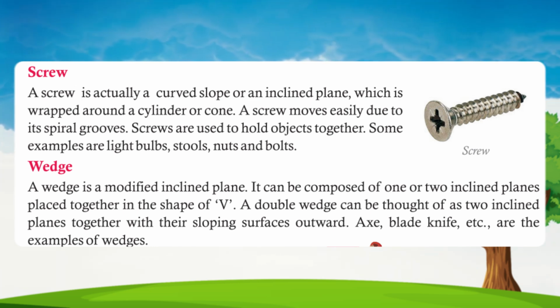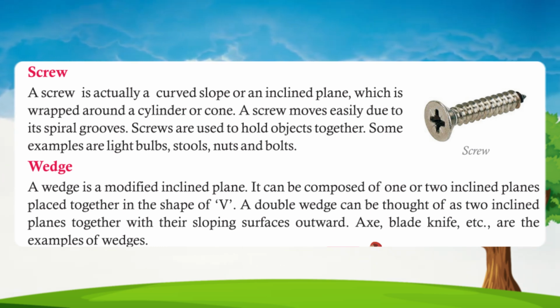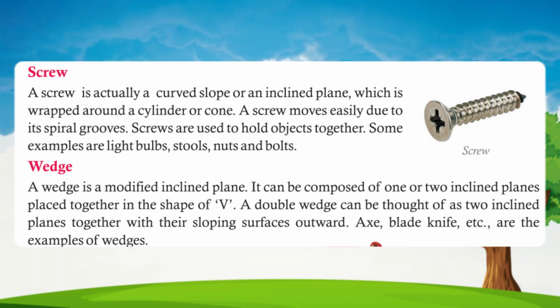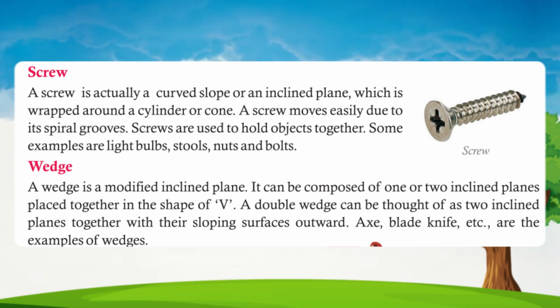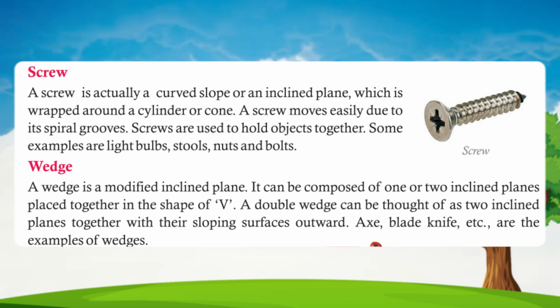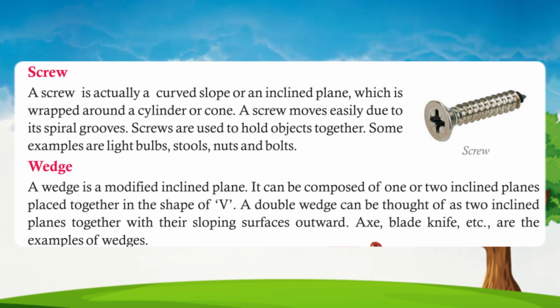Wedge. A wedge is a modified inclined plane. It can be composed of one or two inclined planes placed together in the shape of V. A double wedge can be thought of as two inclined planes together with their sloping surfaces outward. Axe, blade, knife, etc. are examples of wedges.